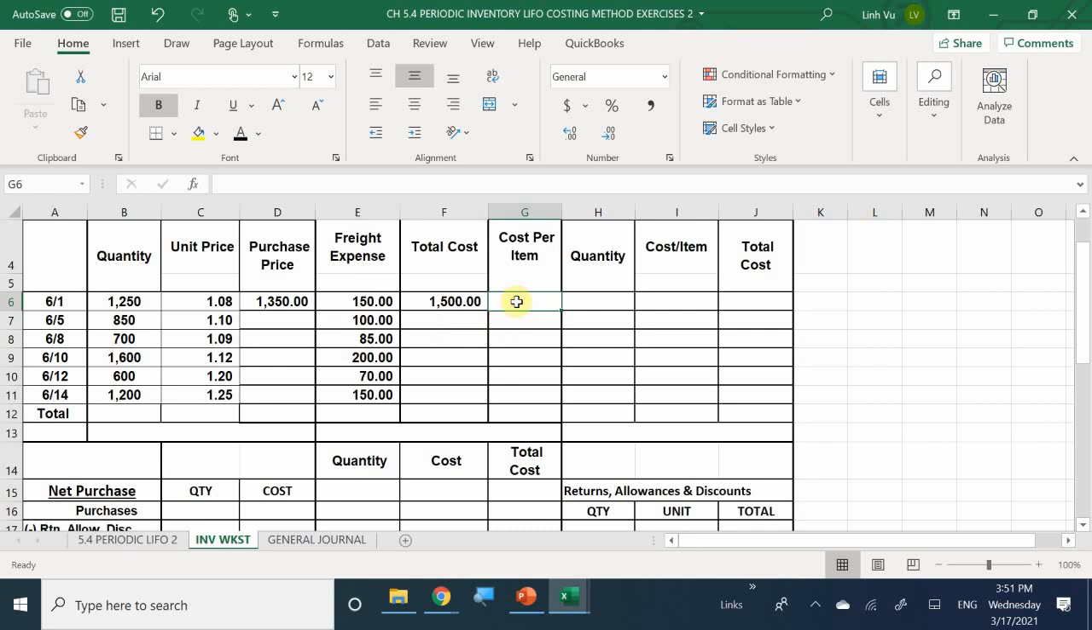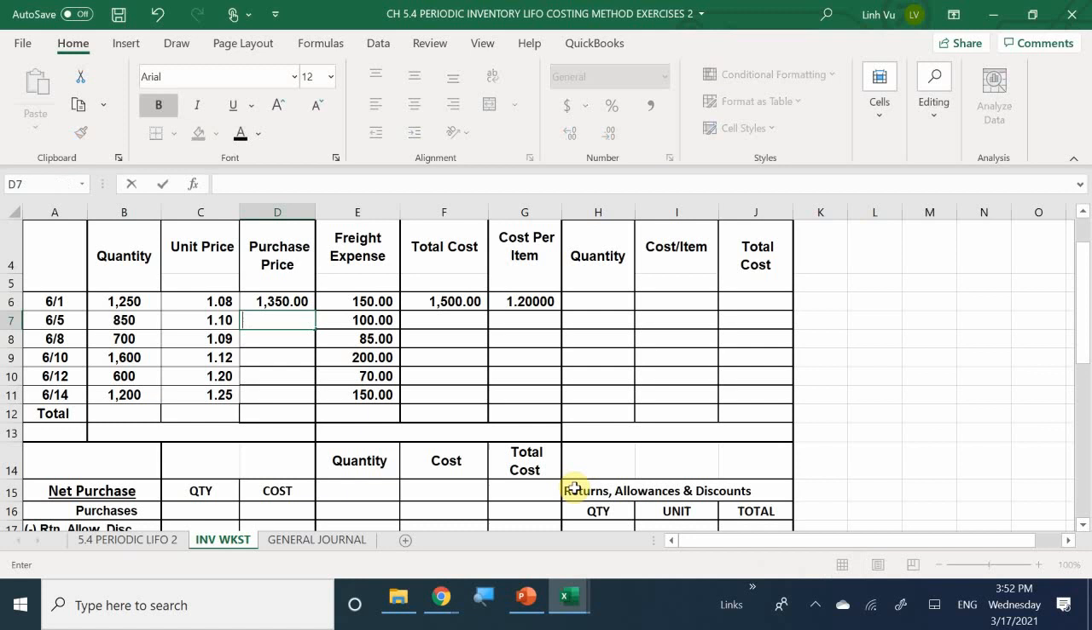Okay. So what's my cost per item going to be? $1.20. So we're going to take my 1,500 and divide it by my 1,250 to get $1.20. Okay, is that even? In this case, yes, it is. In these scenarios, there could be a possibility of having a number that does not divide evenly.